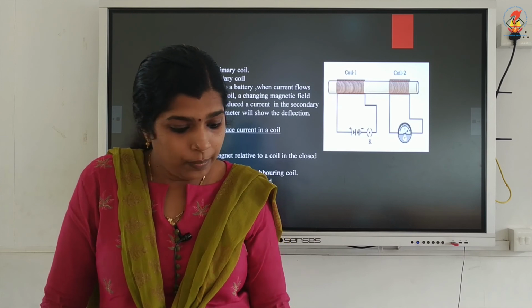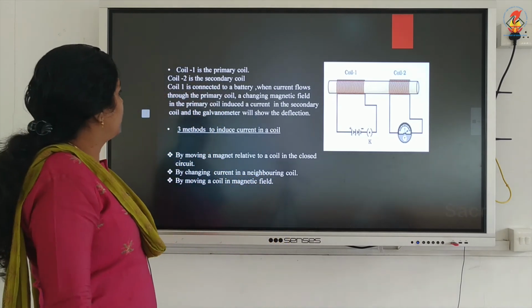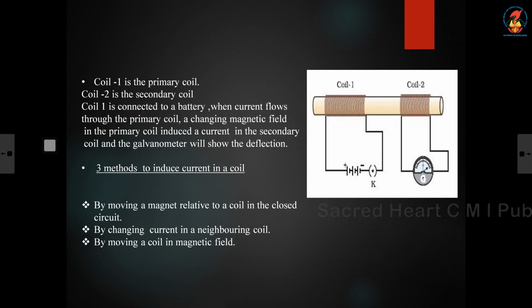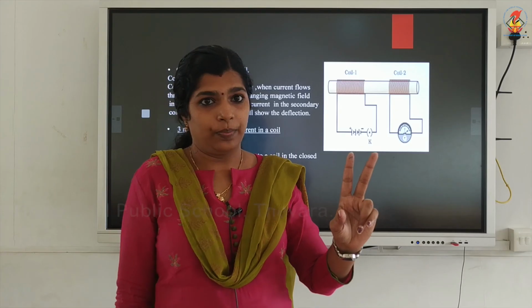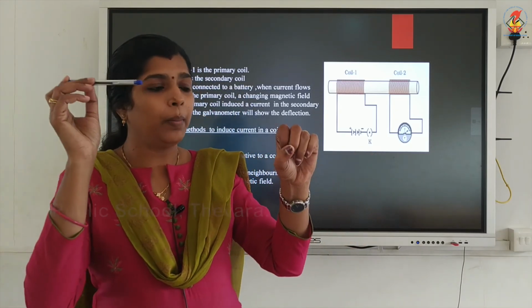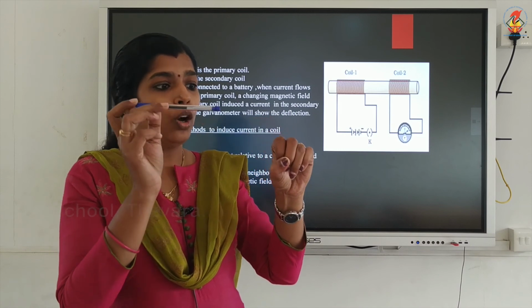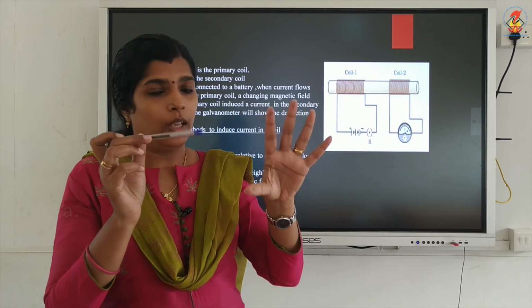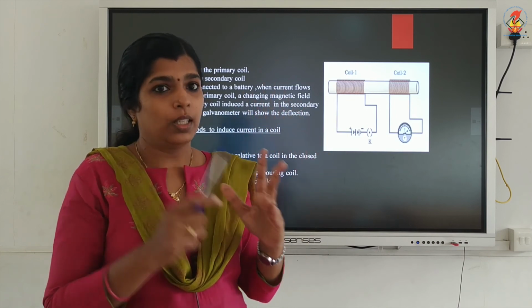Okay. Then there are three methods to induce a current in a coil. First one, by moving a magnet relative to the coil in a closed circuit; second, by changing the current in a neighboring coil; and third, by moving a coil in a magnetic field. So, two methods we already discussed: either moving the magnet into the coil or moving the coil to the magnet.